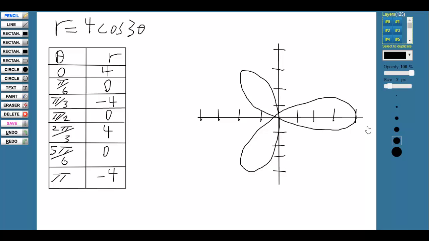You can see here that the radius starts at angle 0, at 4, and then it shrinks down to 0, and negative 4, and then back to 0, and 4, and then back to 0, and then it will grow to negative 4, but remember it's at the angle pi, so it'll be opposite. This is called a rose curve, and there are other types of graphs that we'll get to later.